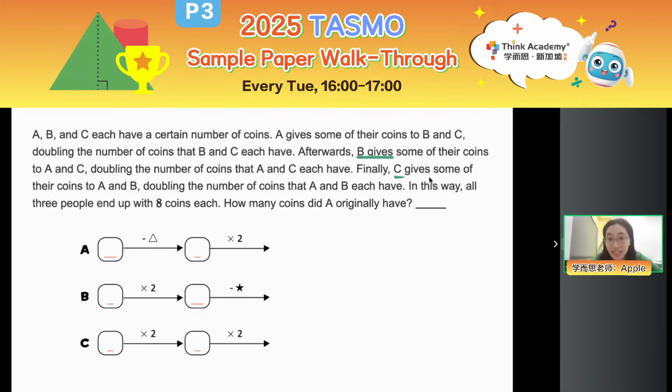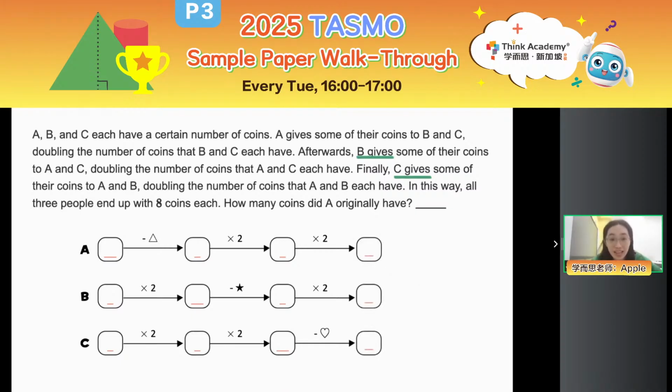Following this, C gives some of their coins to A and B, doubling the number of coins that A and B each have. So following this again, what should we do? Here you see that for C, I just write it as a minus a heart shape. And then for A and B, double. So here write it as times 2.